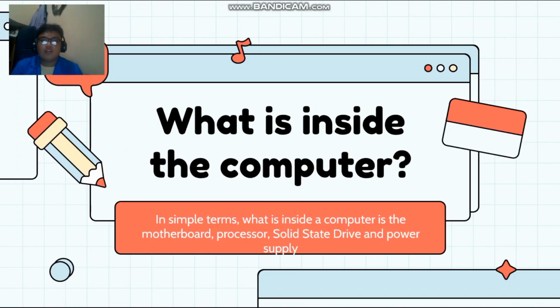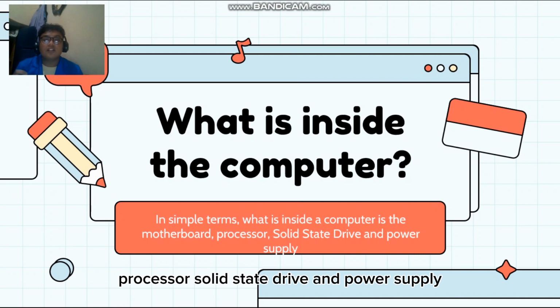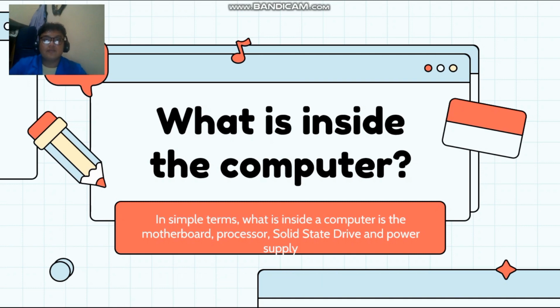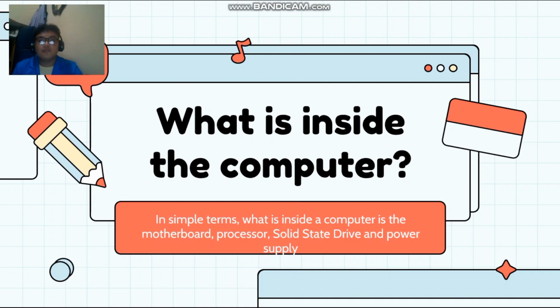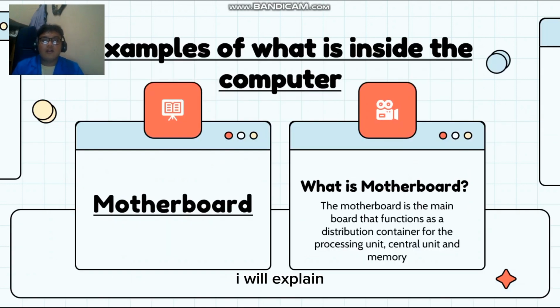Next. First, what is inside the computer? In simple terms, what is inside a computer is the motherboard, processor, solid-state drive, and power supply. So, basically, they work together to run a computer. Next. I will explain some examples of what is inside the computer.